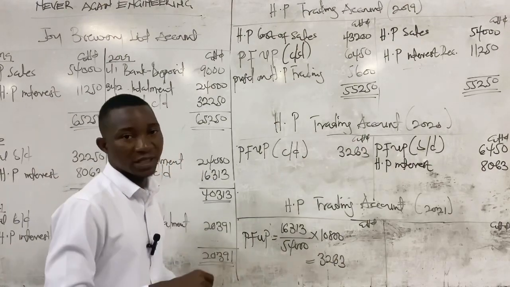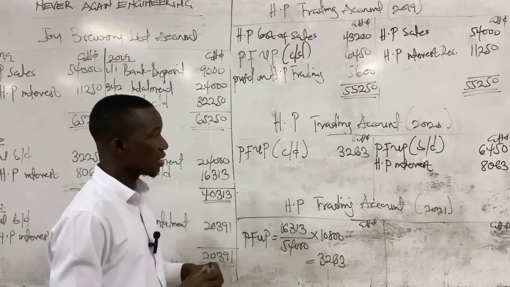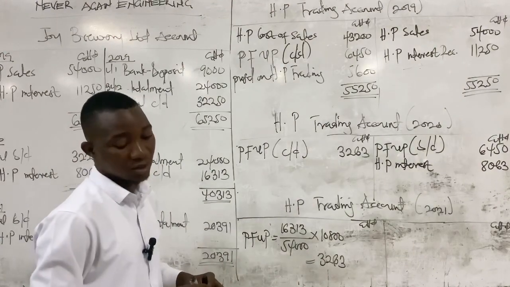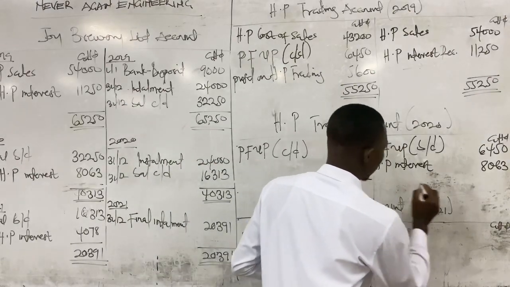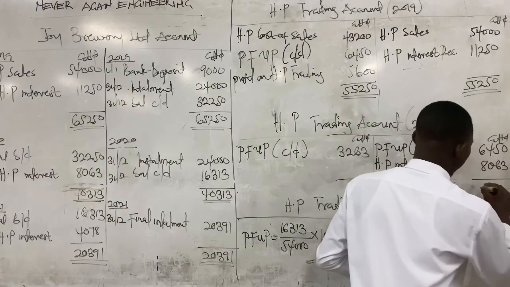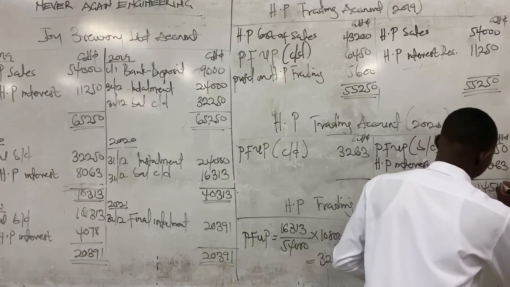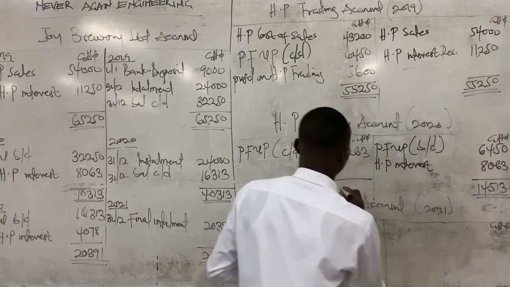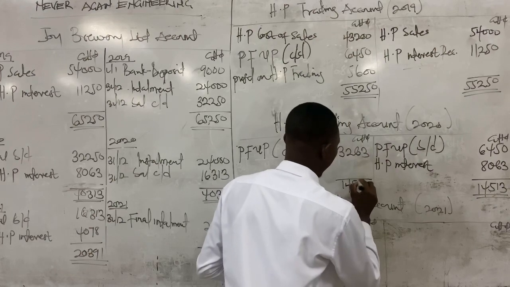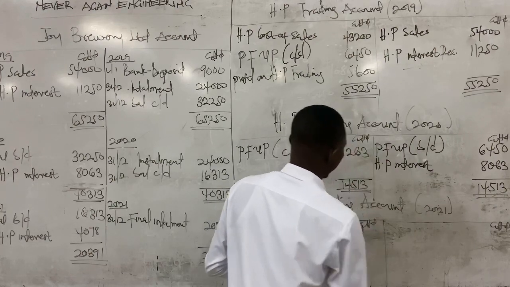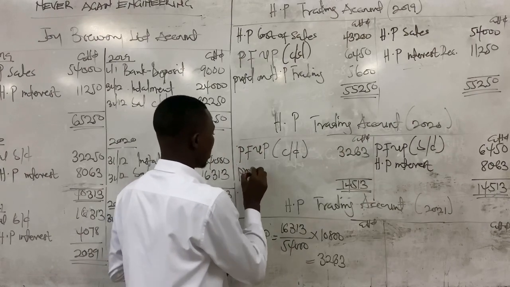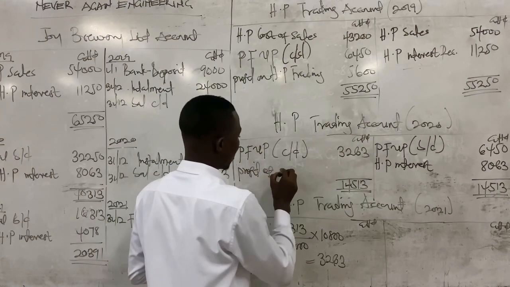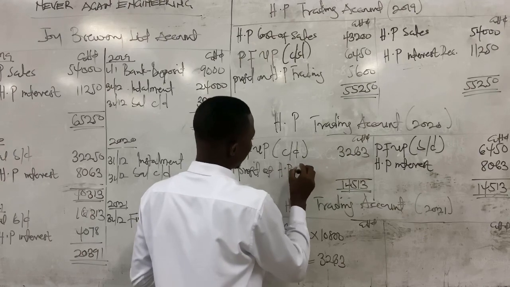And now we have to determine the profit on the hire purchase trading for 2020. That is the true profit. Okay, so to determine that, we balance off this account. So to balance off this account, we have the totals. Okay, so this will give us 14,513.